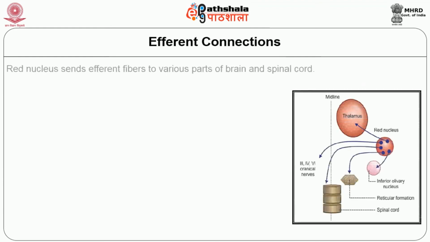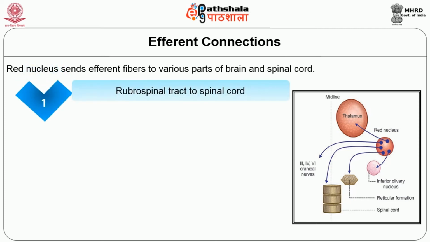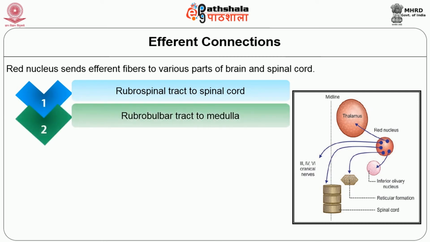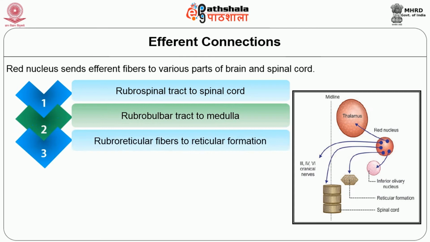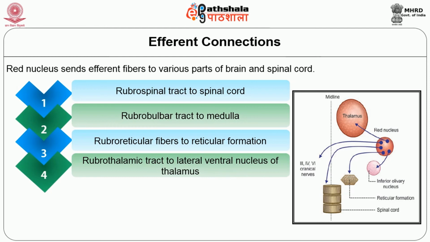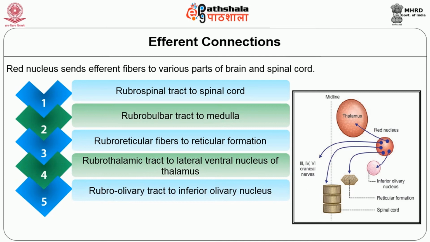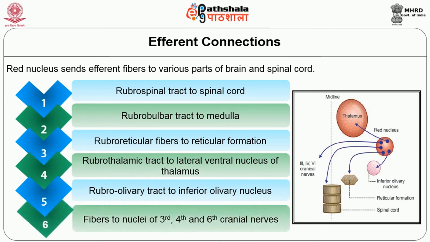Coming to efferent connections, the red nucleus sends efferent fibers to various parts of the brain and spinal cord. They are the rubrospinal tract to spinal cord, rubrobulbar tract to medulla, rubroreticular fibers to reticular formation, rubrothalamic tract to lateral ventral nucleus of thalamus, rubro-olivary tract to inferior olivary nucleus, and fibers to nuclei of 3rd, 4th and 6th cranial nerves.